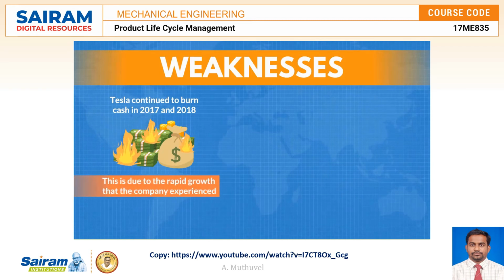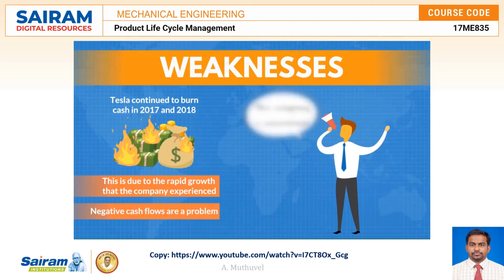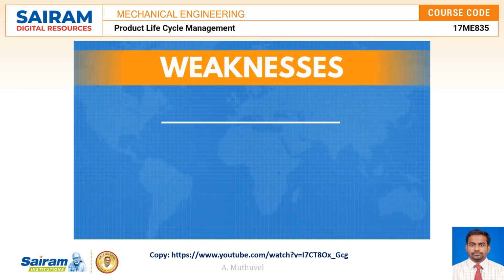That's understandable considering that it grew rapidly with the goal of becoming a true global auto producer. Plenty of investments were made to achieve that. Negative cash flows are a problem, given that Tesla's stock price is under significant pressure from short sellers who believe the company is overvalued.